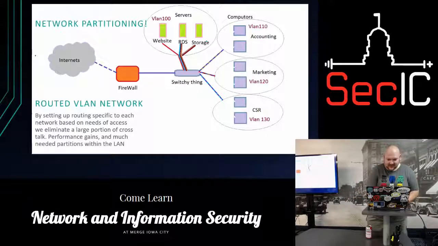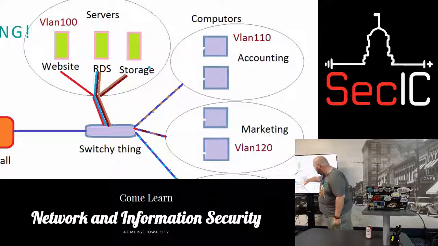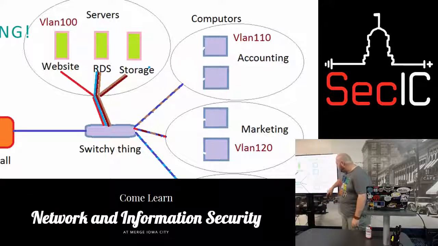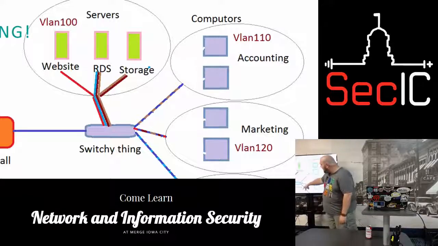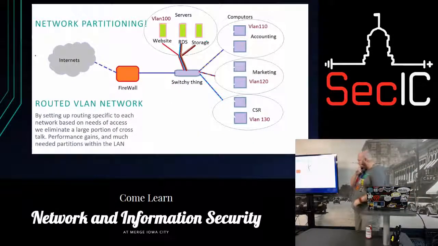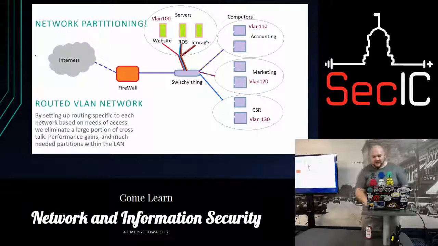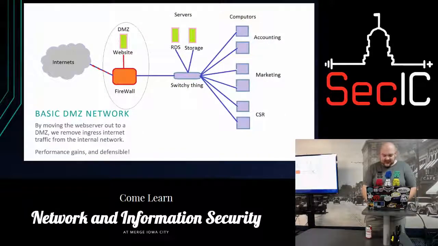hopefully you guys can see this. So VLAN 110, right? We got the kind of fancy spangled lines now. So VLAN 110 can get out to the internet, and the brown lines can hit the RDS and the storage server. Marketing can get out to the storage server and the website. And what this does is this gives us more separation in the network, right? Back to that network partitioning. Now, if I land on a marketing computer, I can get to the marketing computers and the internet and the website. But I can't hit accounting, I can't hit CSRs. I'm now partitioning this network out correctly so that all of these computers are only able to talk to the things that they need to be talking to. That network is a lot more dynamic.